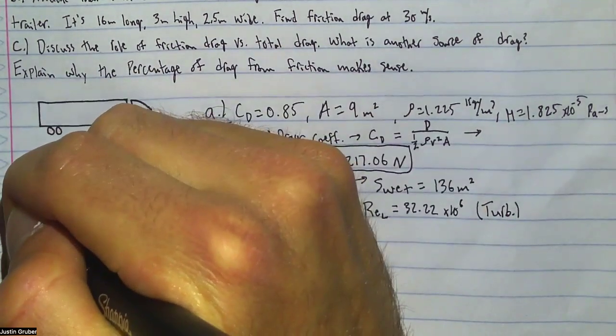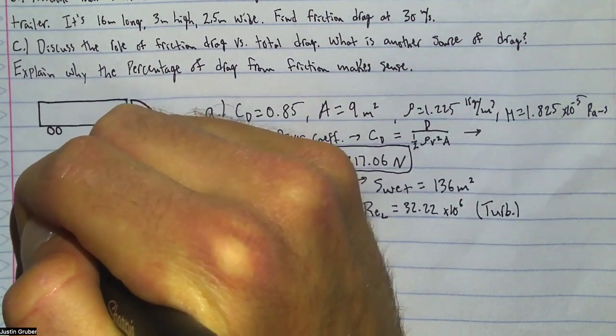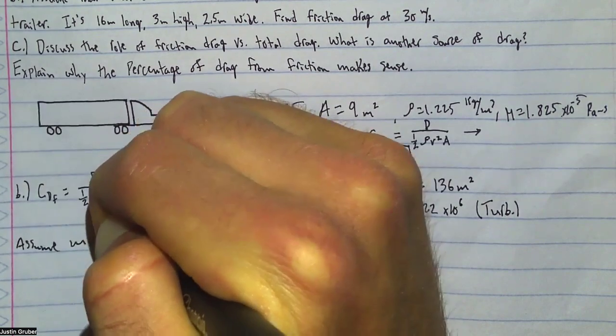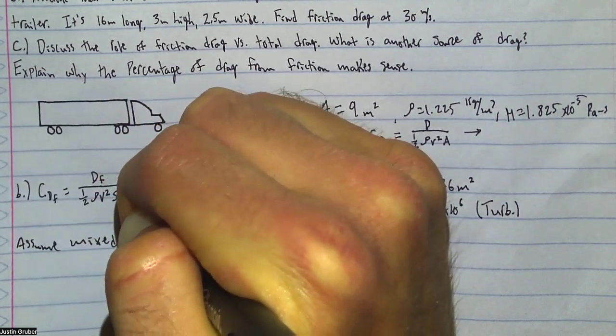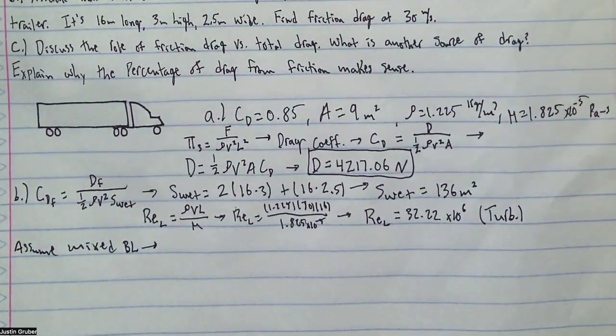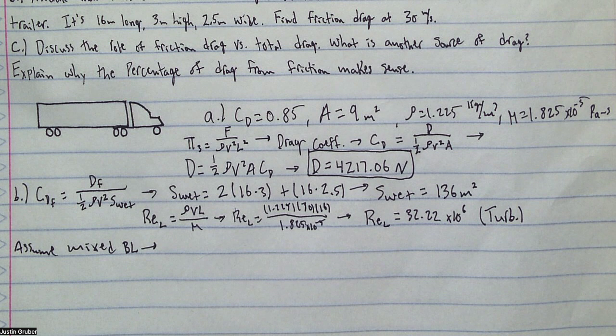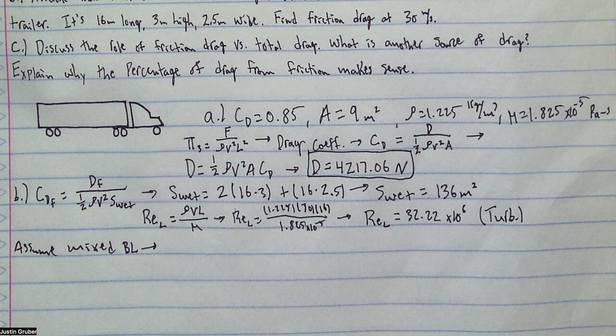So anyway, we're going to assume mixed boundary layer, right? And I say that because there's nothing telling us in this problem that the flow is turbulent from the very beginning. We just have to find that out on our own. So we can assume that the boundary layer starts laminar, and then like we found in problem 1, it transitions naturally into that turbulence, right? There's nothing saying otherwise, so we just assume that it's that case.